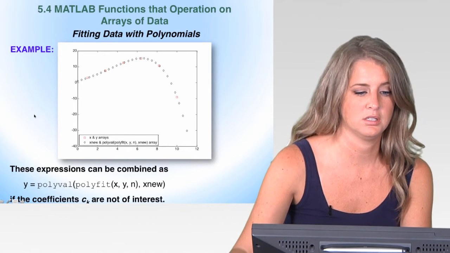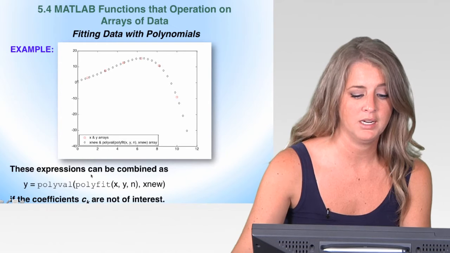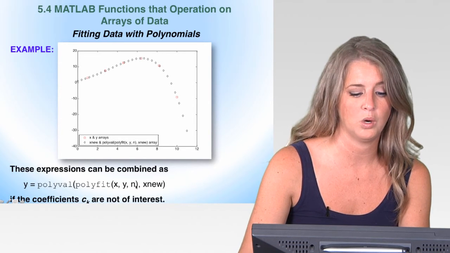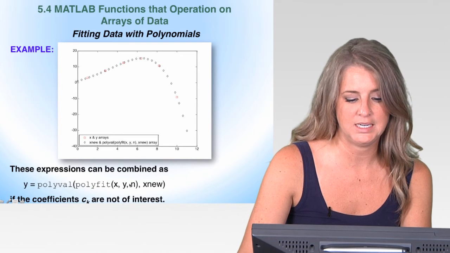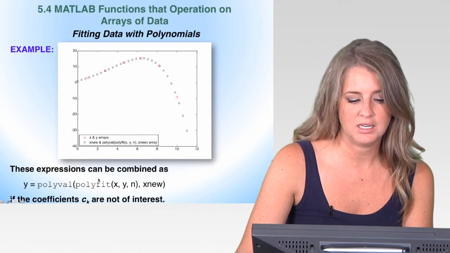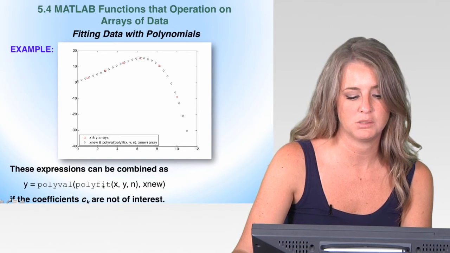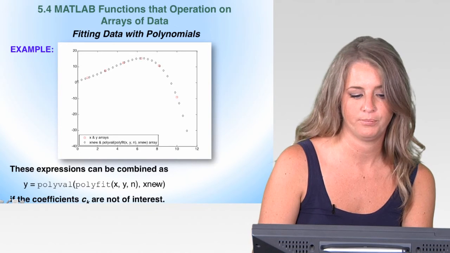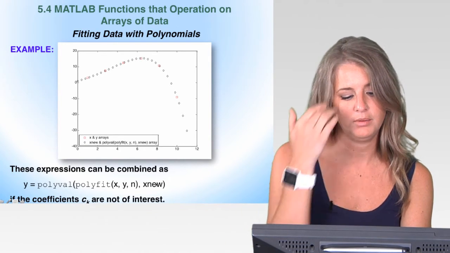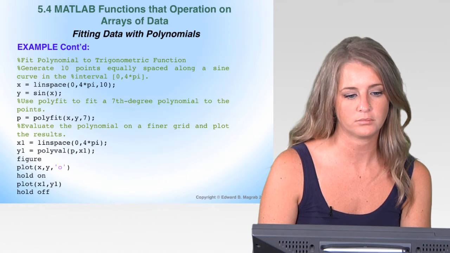So this is just a continuation of our example here. These expressions can be combined, if you wanted to put it into one line of code. So remember, for polyval, it was c and then x new. c is just equal to the coefficients as determined by polyfit. So that's why we can just combine this into one line here. But note that this is if the coefficients c_k are not of interest to us.